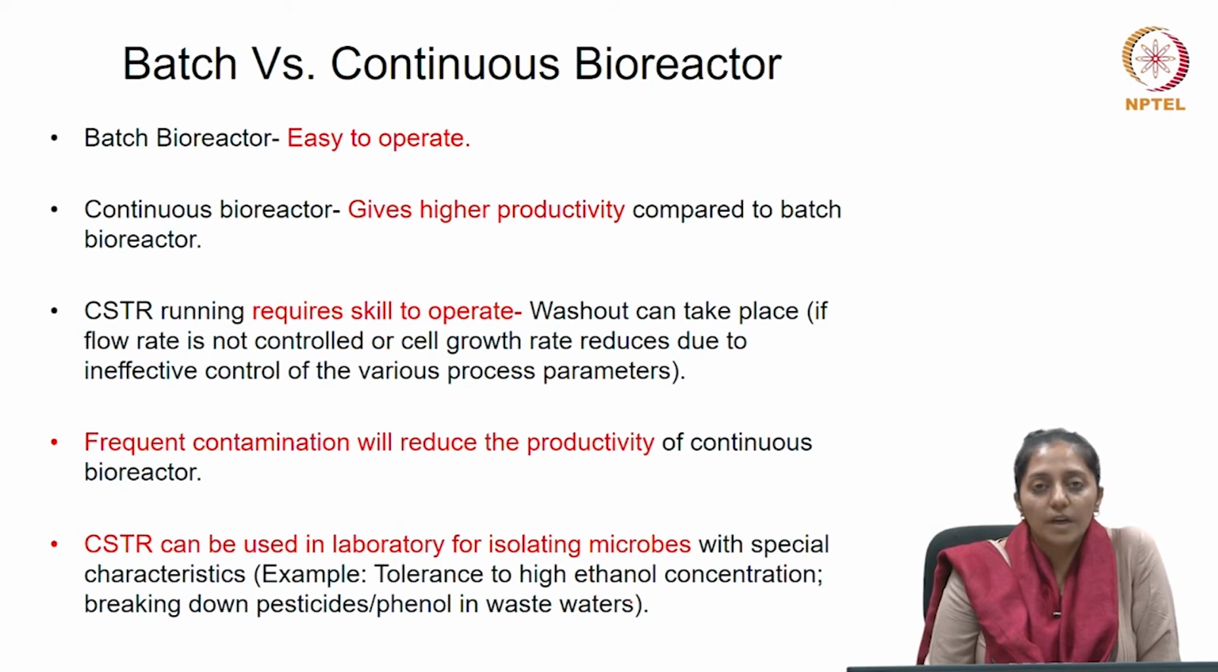Continuous reactors require skill to operate. Washout can take place if the flow rate is not controlled well, or the cell growth rate reduces due to the ineffective control of the various process parameters. So, it needs continuous monitoring, which requires skilled personnel. Frequent contaminations can reduce the productivity of a continuous reactor. That is also a limitation, because these are long drawn fermentation processes.